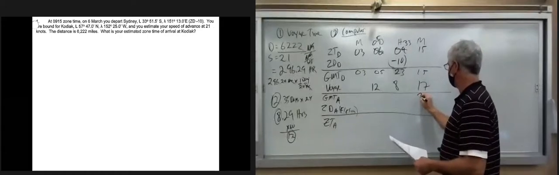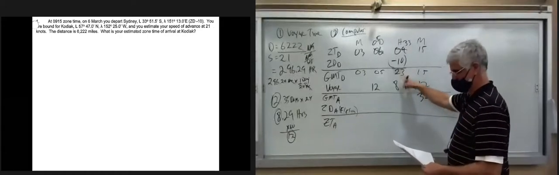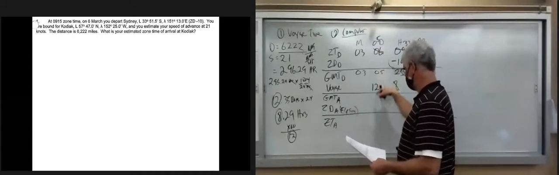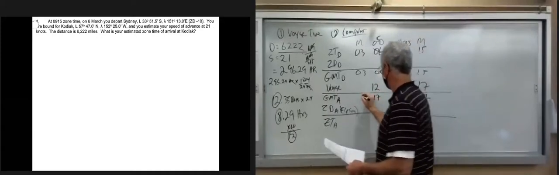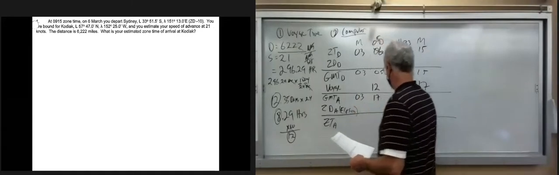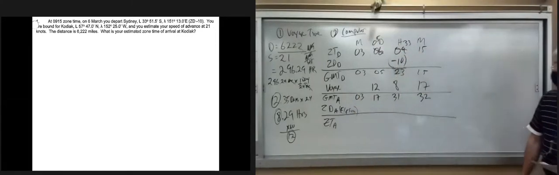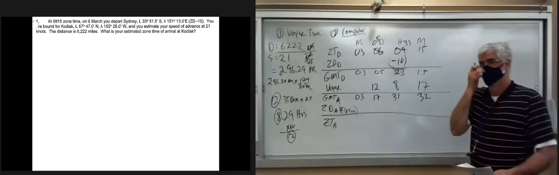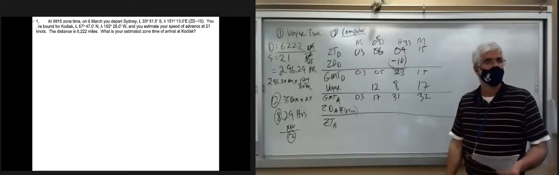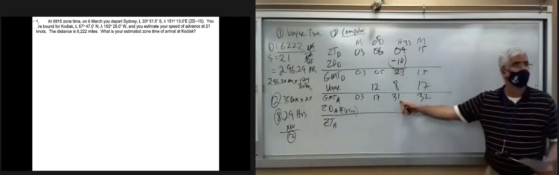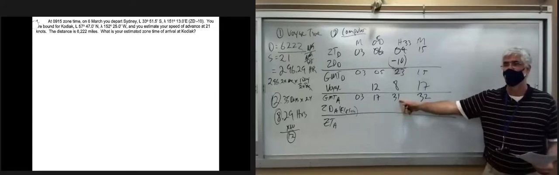So what are we going to do with all that? We have to add these two. What do you get? 32. What happens when we add these two? You get 31. What happens when we add these two? You get 17. This is still 3. Okay? Now, what should we do now? What do you think about this 31?